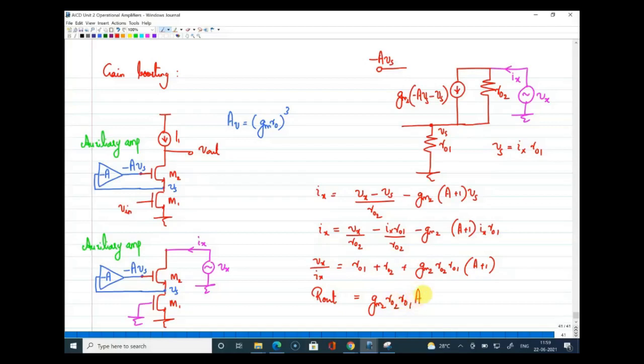If A is large, say A is 10, 1 plus A can also be written as A. So this is the approximate output impedance of this circuit after employing the gain boosting technique, right?